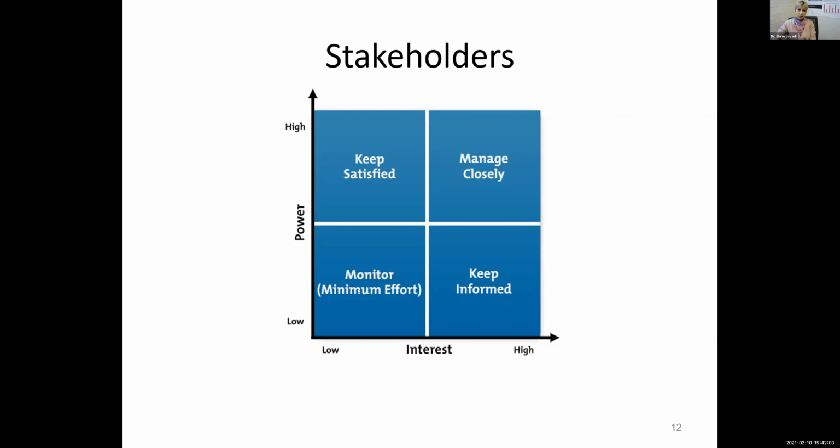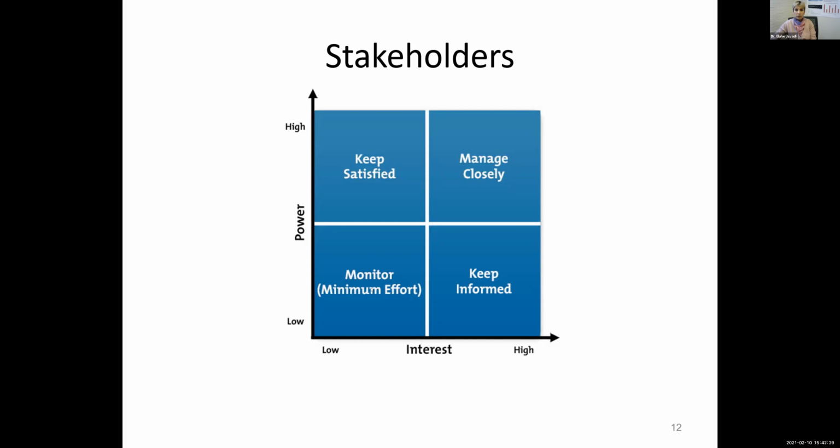On the bottom left corner, you have the people who have low interest, low power. These may be just the users of your system. They're just okay with the current system. They're okay with your system. They can't do anything to stop your project. They can't create obstacles. They're just there. And the strategy would be just monitor them.